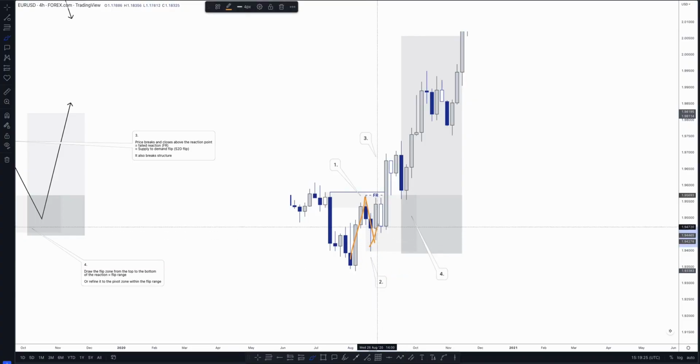So what you can do is mark out the top, if it helps you, mark out the top of the reaction. As soon as price closes above that failed reaction line, that orange line, you have a flip.